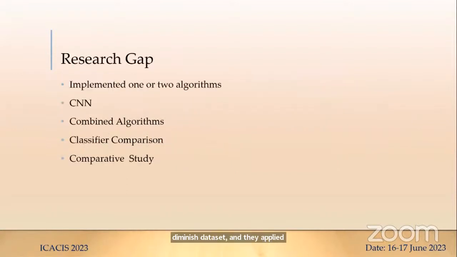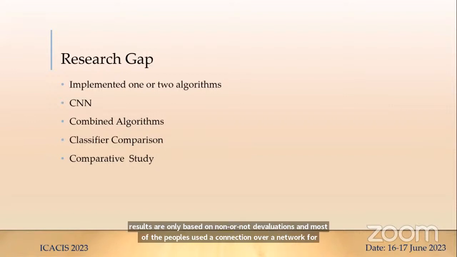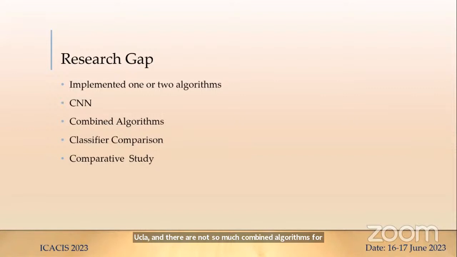So talking about the research gap, most of the existing research is based on only one or two algorithms, and most of the people used convolution neural network for OCR, and there are not many combined algorithms for specific recognition of characters in the Devanagari script. Next, we compared the accuracy of all the classifiers, and we did a comparative study of all the classifiers and all the algorithms.